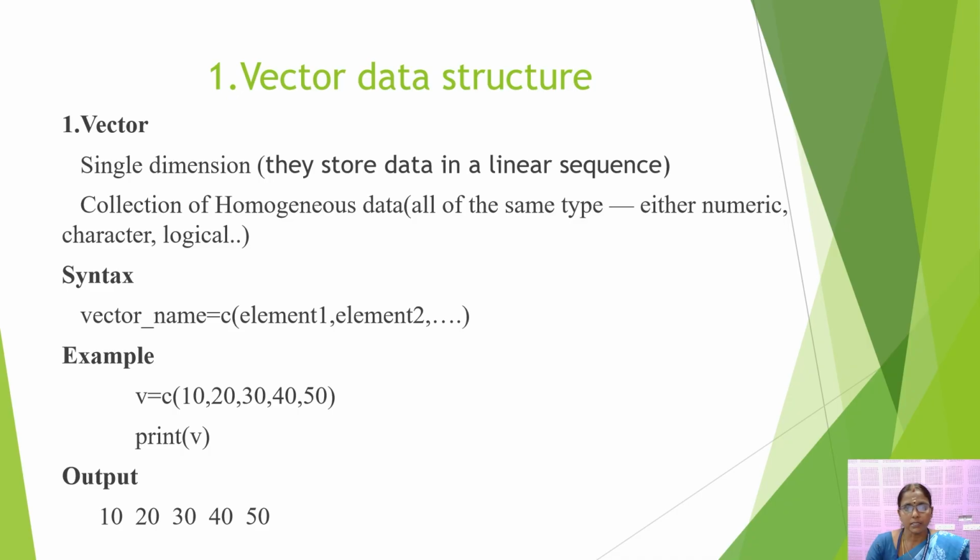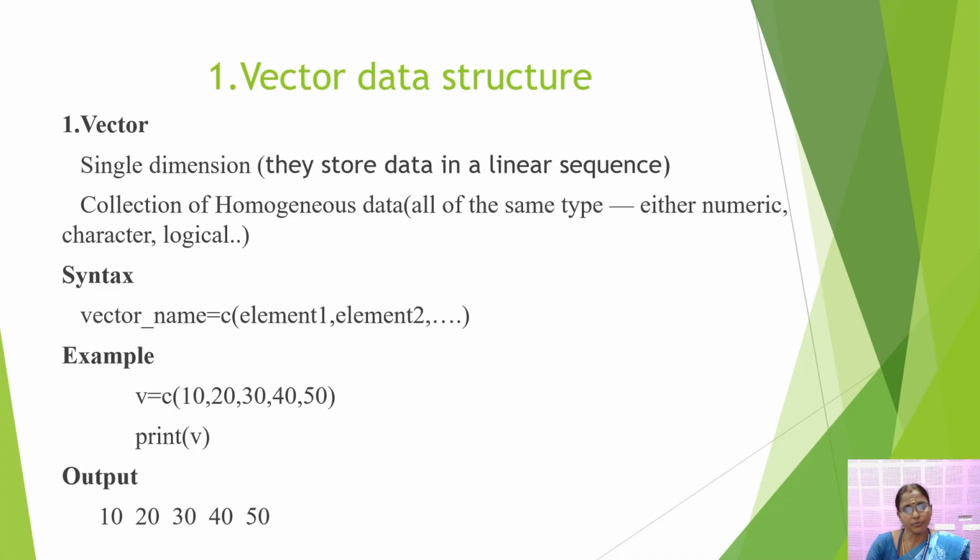The vector data structure can store a number of elements in a single dimension. The stored elements must be homogeneous data. Homogeneous means all the stored elements are of the same data type. They cannot store different data type elements. They can store only homogeneous elements, that is, same data type elements stored in a vector format.